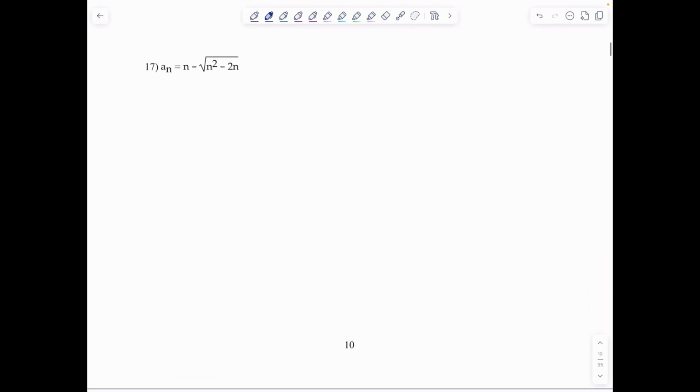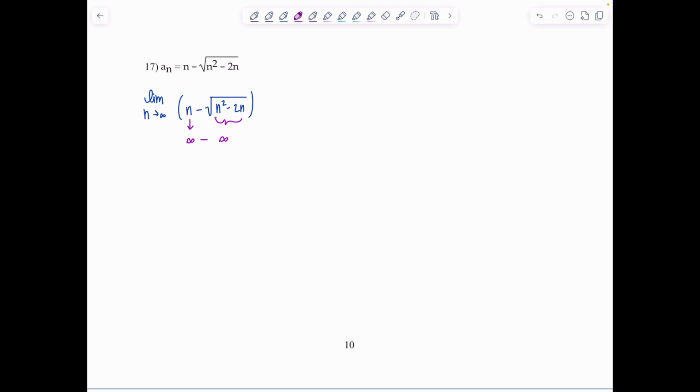17, a sub n equals n minus square root n squared minus 2n. Okay, again, we're going to take the limit as n goes to infinity. Let's see. So if n gets very, very large, this is approaching infinity, minus infinity. There's an indeterminate form. What to do? There's no natural logs here, so I can't use that slick trick that I did previously, but I've been in this scenario before, guys, where I've had infinity minus infinity.